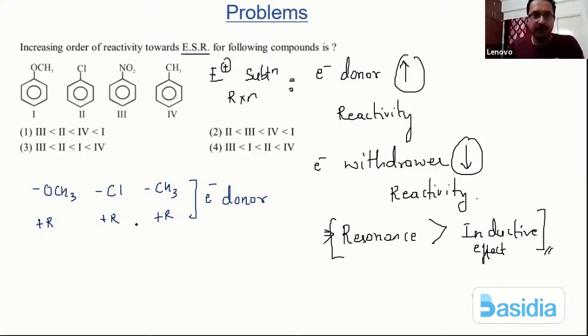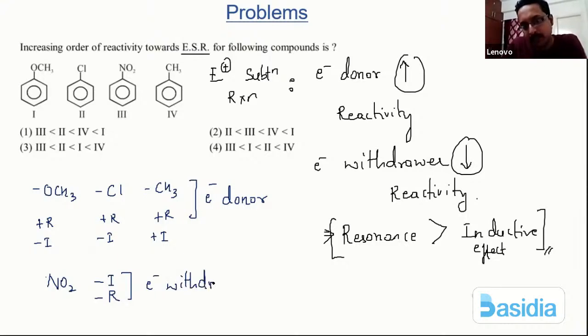Okay, plus resonance. But let us not forget that this one gives the minus I, and this one is also going to give you the minus I. Now, when you go to the NO2 group, it will give you the minus I and is also going to show the minus R effect. That means it is an electron withdrawer. Please write down these things. As I told you, everything is important. Electron withdrawer. Okay.